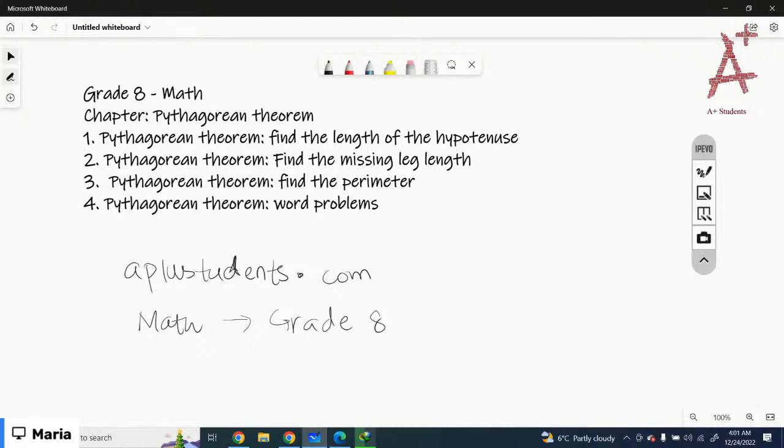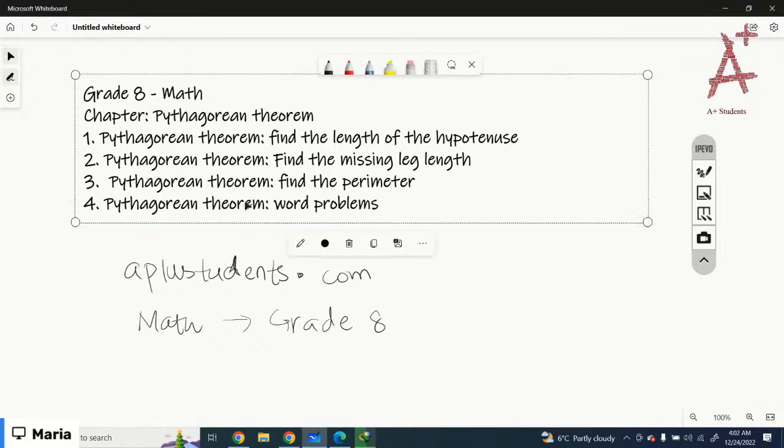Let's start with the first lesson, that is Pythagorean theorem, find the length of the hypotenuse. Please make sure you have your notebook and pencil so that you can note down the important examples and definitions as well. Got it? Let me just write down the lesson name, then we'll start.